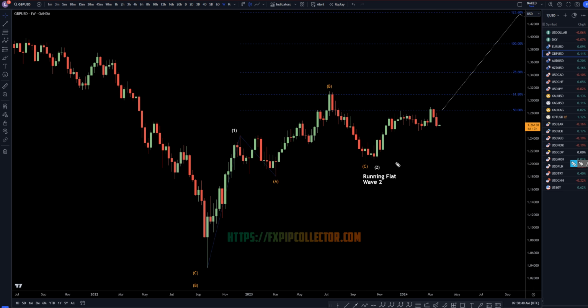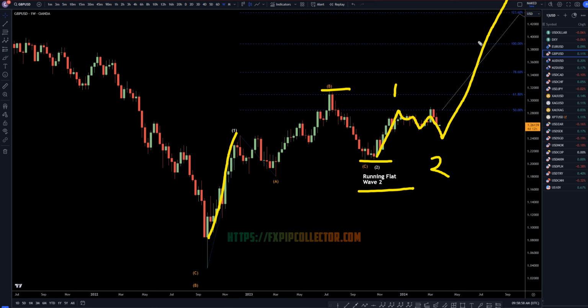Going down to the weekly, this still looks like impulsive up wave 1. I still think we have a running flat wave 2. Higher high wave B, higher high wave C definitely fits the characteristics of a running flat. If that's true, that means this is a 1. That means that this is a 2. And whether or not the wave 2 is over, I guess we're going to have to wait and find out. And eventually, I think it is going to go up and make a big wave 3.